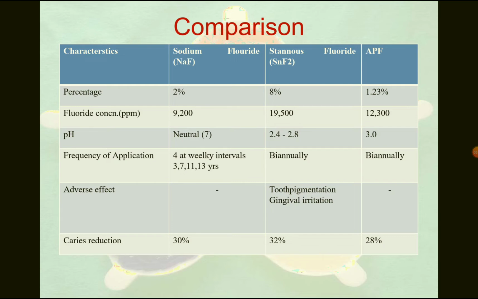Frequency of application: sodium fluoride is given 4 times at weekly intervals, at the ages of 3, 7, 11, and 13, while stannous fluoride and APF gel are biannual. Adverse effects: stannous fluoride causes tooth pigmentation and gingival irritation. Caries reduction: you can see sodium fluoride 30%, whereas stannous fluoride 32%, and APF gel 28%.